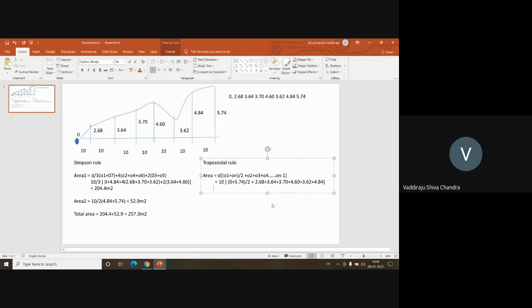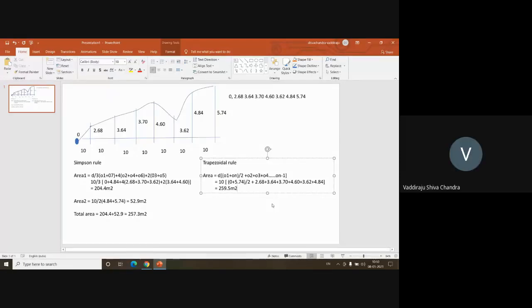Tell me the answers. 259.5 meters square, sir. What about others? Did you get it? Yes, sir, 259.50. Okay. So this is how you need to determine the trapezoidal rule.